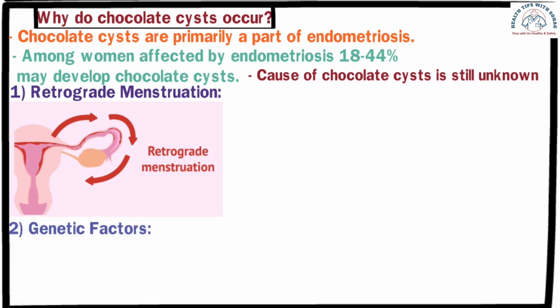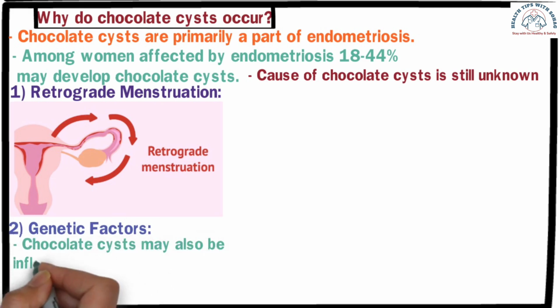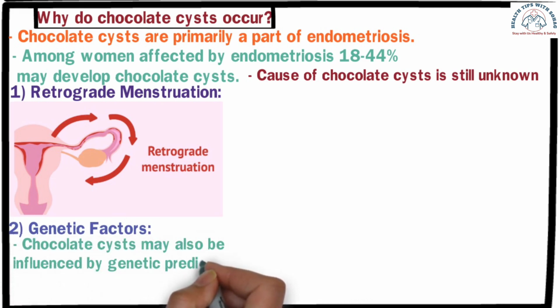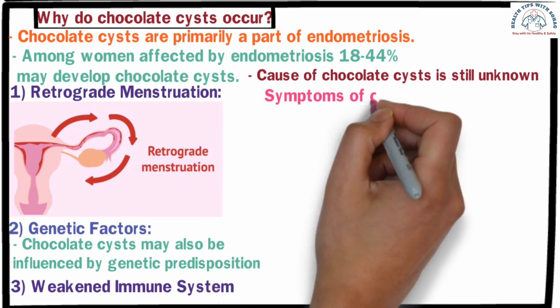Number 2, genetic factor. Chocolate cyst may also be influenced by genetic predisposition. If there is a family history of endometriosis or related conditions, the likelihood of developing chocolate cyst increases. Number 3, a compromised immune system may also contribute to the formation of chocolate cyst, as the body is less capable of dealing with endometrial cells growing outside the uterus.